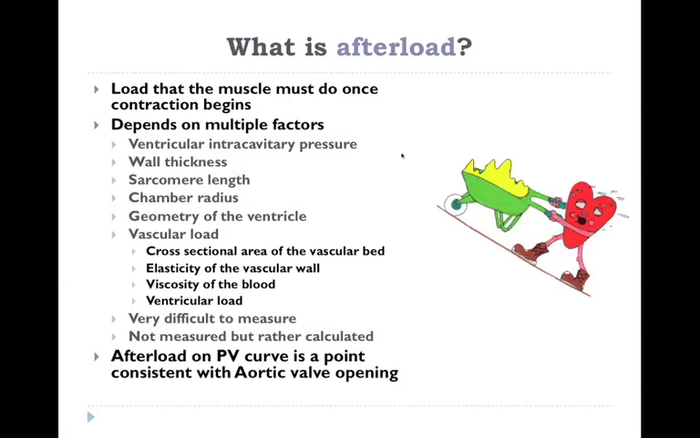Now, what is afterload? Afterload is the load that the muscle must do once a contraction begins. It depends on multiple factors. One of the things you have to consider is ventricular intercavitary pressure. It's also dependent on wall thickness. It could also be due to the actual sarcomere length changes, chamber radius, geometry of the ventricle, vascular load, which includes the cross-sectional area of the vascular bed, the actual elasticity of the vascular bed, viscosity of the blood, and the ventricular load work that's being done.